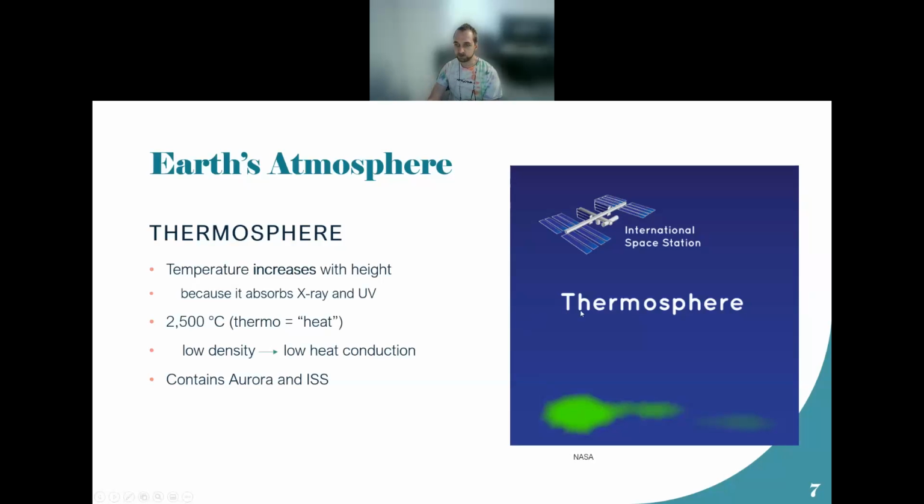Now the thermosphere is called this because thermo means heat, and it's pretty hot. It's 2,500 degrees Celsius. But it can't really heat up things because it has very, very low density. And so it's going to have very, very little heat conduction. So the International Space Station, which lives in the thermosphere, can't really get heated up by the thermosphere. It can't come into thermal equilibrium with it because it has such low density. Now the thermosphere is also home to auroras.